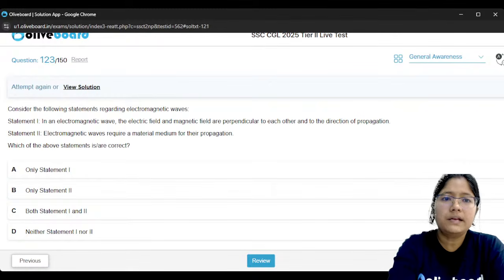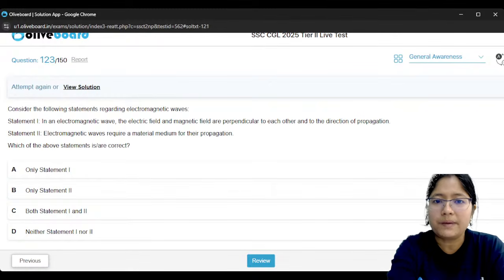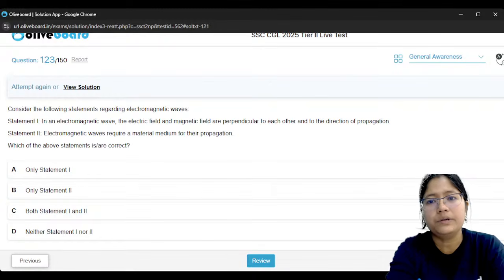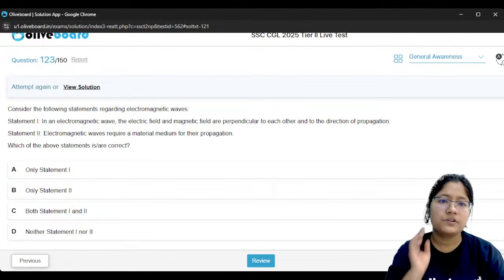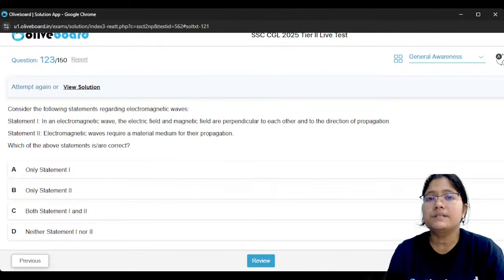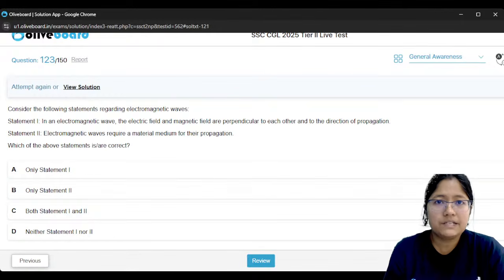In an electromagnetic wave, the electric field and magnetic field are perpendicular to each other and the direction of propagation. Okay. And second one is electromagnetic waves require a material medium for their propagation. No, EM wave means light waves. They can travel in vacuum.